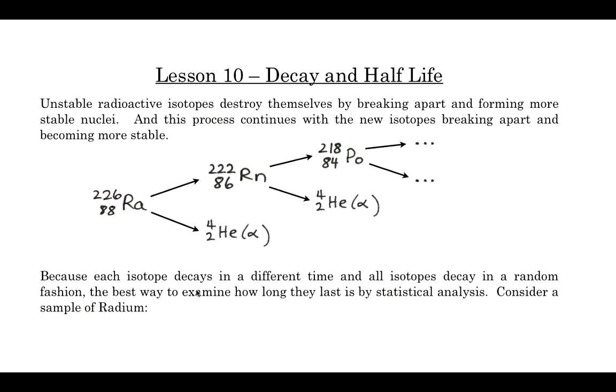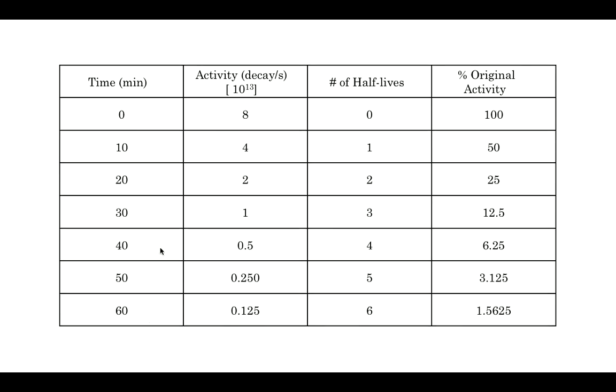Because each isotope decays in a different amount of time and all isotopes decay in a completely random fashion, really the best way to examine how long they last is to perform a statistical analysis of the whole situation. So if we look at an element of radium, and these are all just manufactured numbers, right? So let's say at time 0, we have an activity, so we use a Geiger counter to find the activity, and really we've got 8 decays a second, right? And this would be 8 times 10 to the 13.